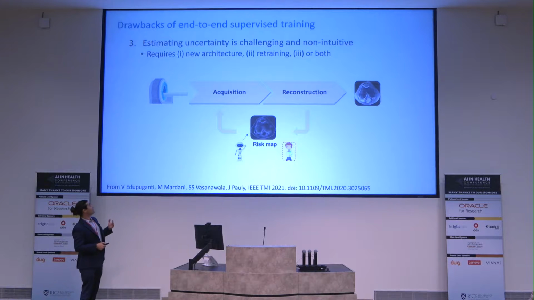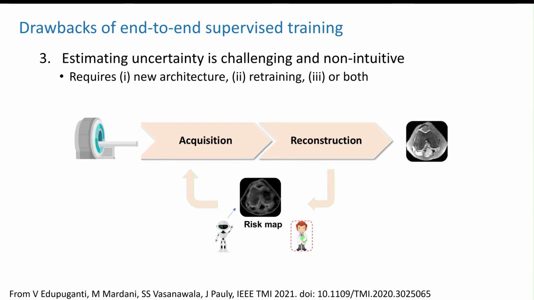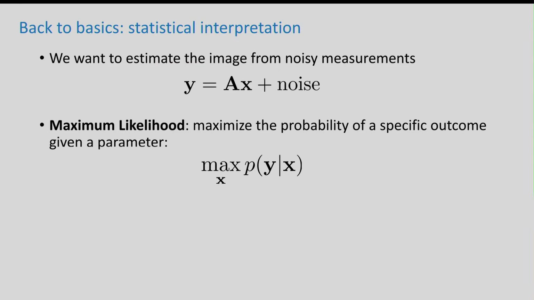A third drawback of end-to-end supervised training is that there's no built-in way to know how we are sure that we got a good result. So this idea of uncertainty estimation. We can design end-to-end networks that can give us this kind of risk map, this uncertainty estimate. But we have to design it ahead of time with this in mind. And potentially we could come up with ways of retrofitting supervised networks to do it, but it's not really built into the process. And so what we do is we go back to the basics.